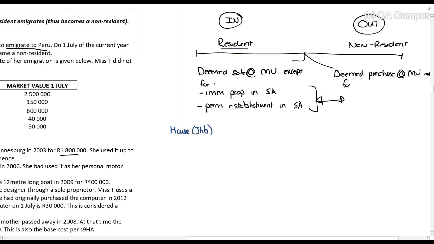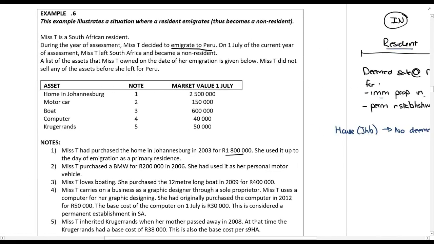Let's do the implications of it. This is immovable property in South Africa, so there's no deemed disposal. Why? Because that is immovable property in South Africa.